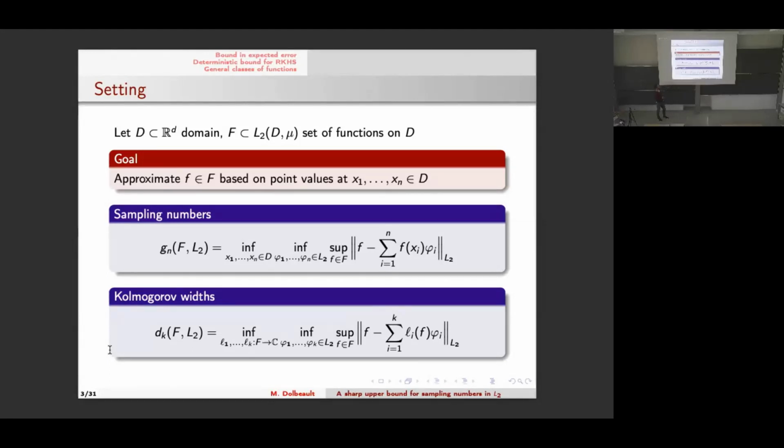So what I will do next is saying, assume I have some decay on the Kolmogorov widths, which is given by the class f I have in my prior. Then what can I say on my sampling numbers? And obviously, an algorithm based on sample points is a bit harder to find since point evaluations are linear functionals, obviously. Then Gn is larger than Dn. And I want the opposite bound. How can I bound Gn by Dn from above?